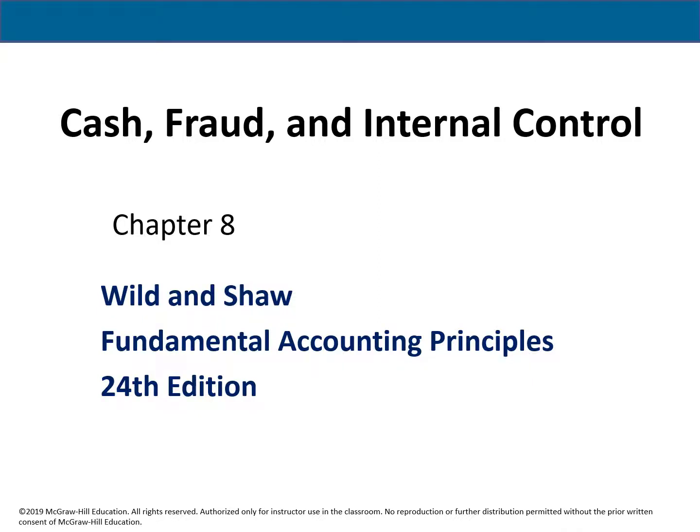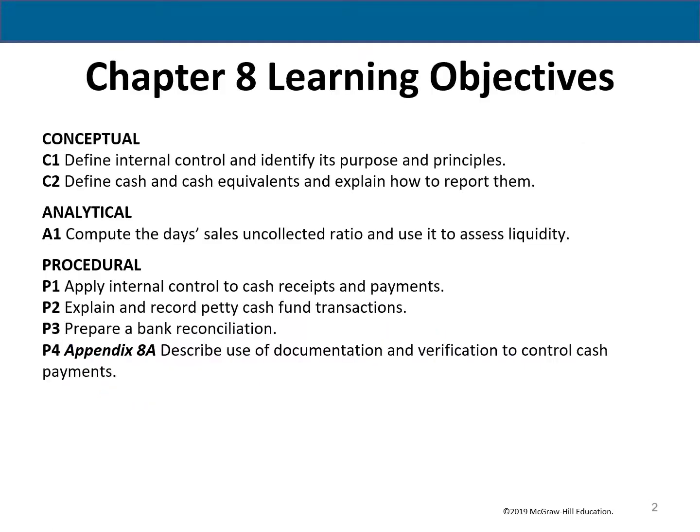In Chapter 8, we're now going to start looking at various other assets. They could be service companies or merchandising companies. So we'll be looking at cash, fraud, and something called internal control. From a conceptual level, we'll be defining what this thing internal control is and its purpose and principles. And we'll also be defining cash and cash equivalents and how we report them.